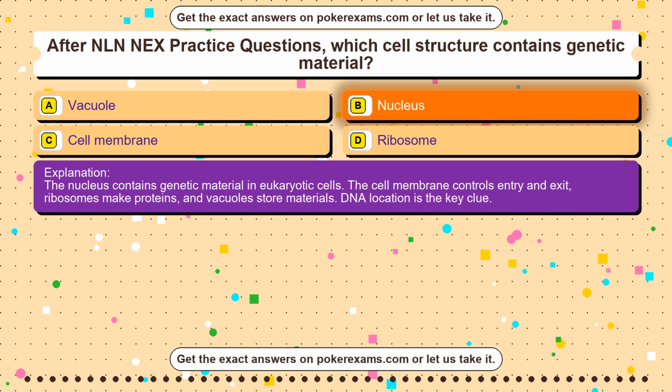The nucleus contains genetic material in eukaryotic cells. The cell membrane controls entry and exit, ribosomes make proteins, and vacuoles store materials. DNA location is the key clue.